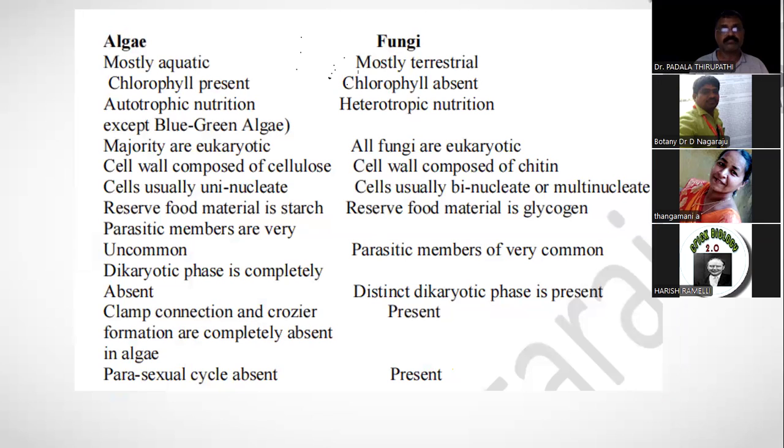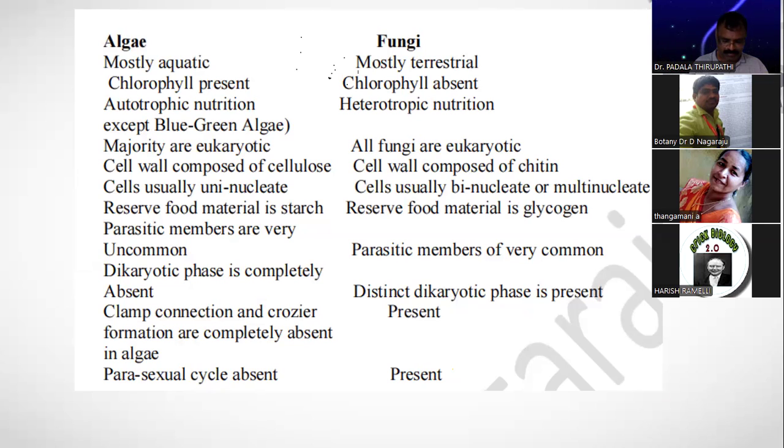You see here, what are the differences? Algae are mostly aquatic. Fungi are terrestrial. In algae, chlorophyll is present. In fungi? Non-chlorophyllous, absent. All the algae, except blue-green algae, are autotrophic. All the fungi are heterotrophic as well as saprophytic.